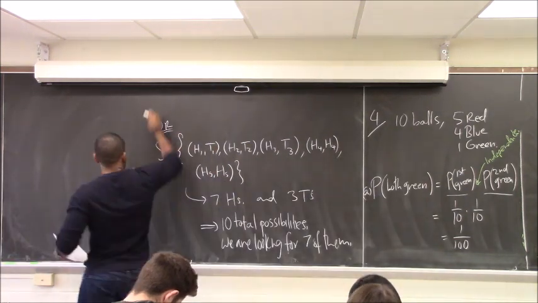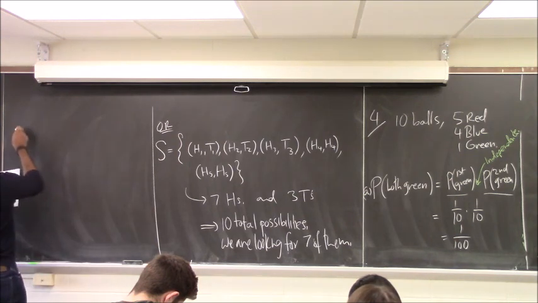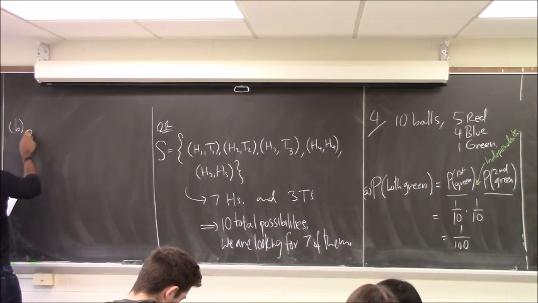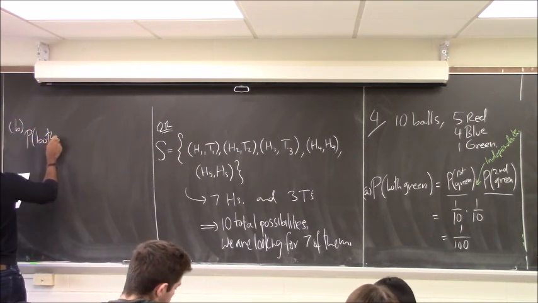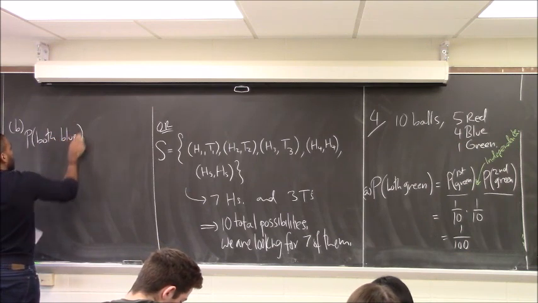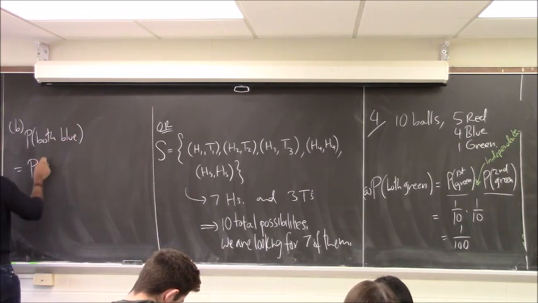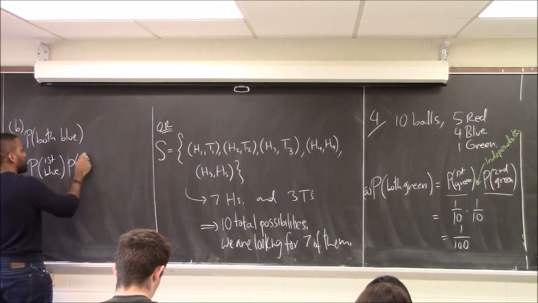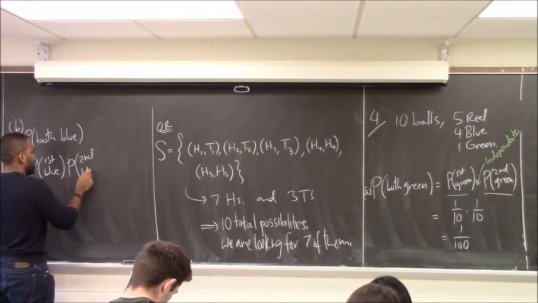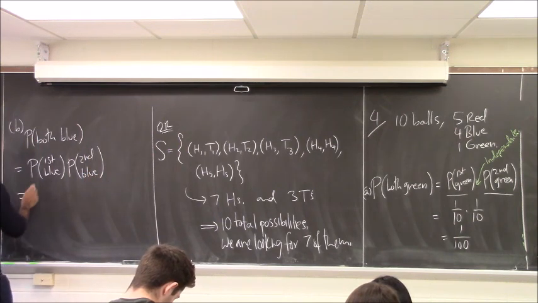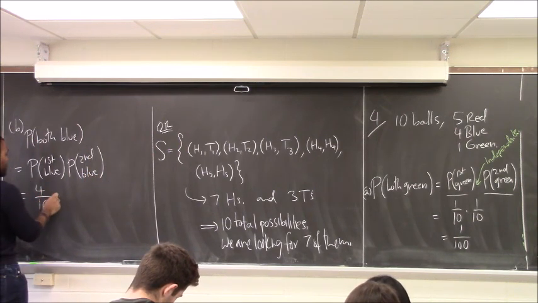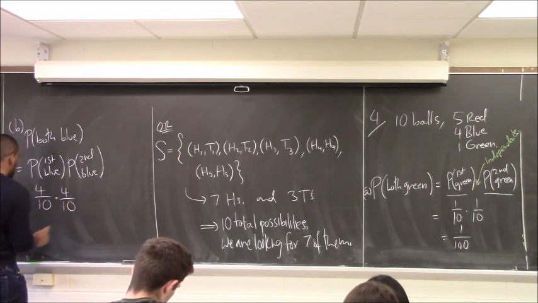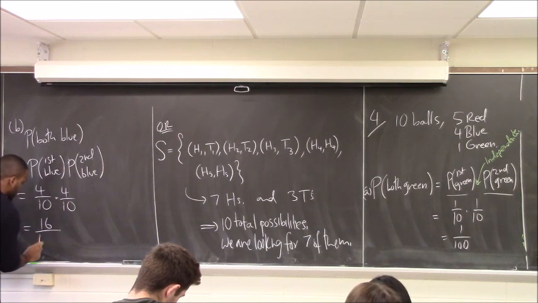And I guess once you figure out that kind of reasoning, the others will kind of fall into place easily. The probability that both are blue, you can think of this as the probability that the first is blue times the probability that the second is blue, because you have independence here. It's 4 out of 10 times 4 out of 10. 16% chance of that happening.